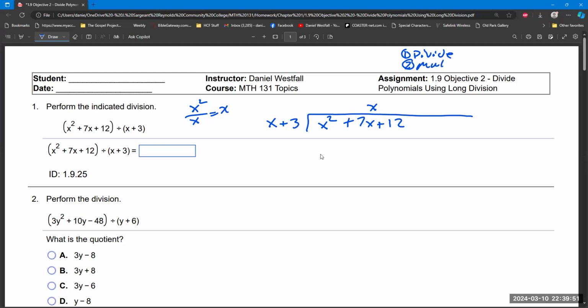Now I'm going to multiply back over here. So x times x is x squared, and x times 3 is 3x. And now I'm going to subtract. And to subtract, we're going to add the opposite. So I'm going to change my signs and add. Change signs, what I just got, and then add. Then I'm going to bring down.